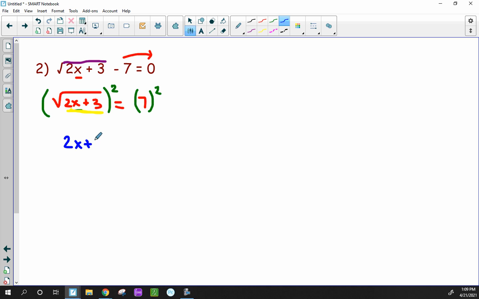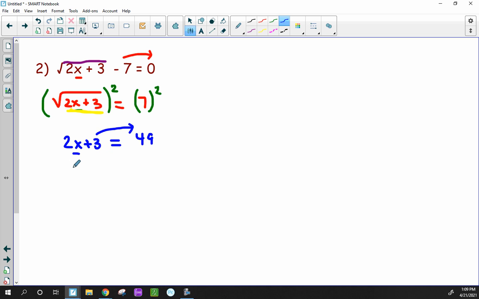Since the 3 was underneath the radical to begin with, it just has to stay on this side until you get rid of it mathematically. The right side is 49. Now notice that this step does not have a square root. It's just a linear equation. Very easy to solve.